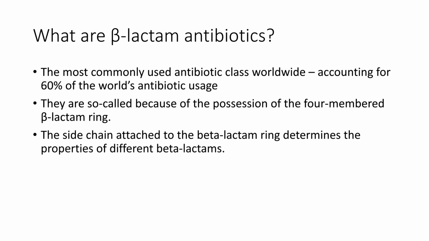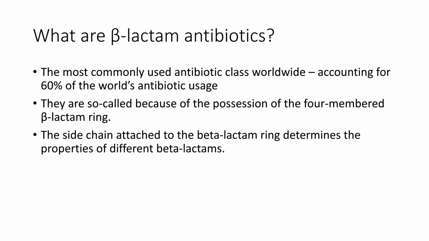beta-lactam antibiotics. Why do you call them beta-lactams? Because they have a beta-lactam ring, a 4-membered ring in their structure. Then there's a side chain attached to the beta-lactam ring that determines the different properties of the beta-lactam. We call them penicillins, cephalosporins, carbapenems, monobactams. All the beta-lactams vary in structure, especially in the structure of the side chain.